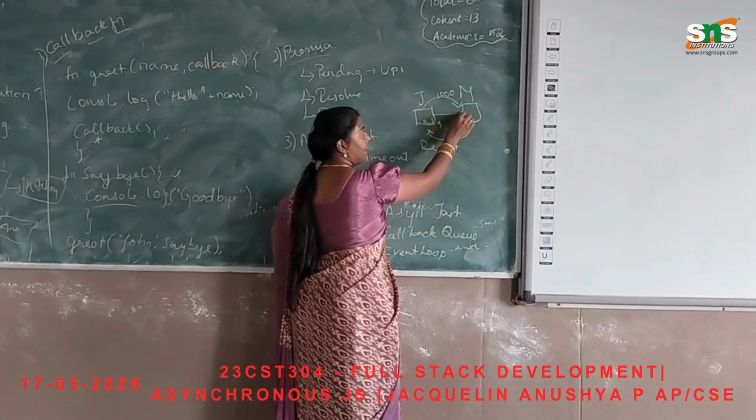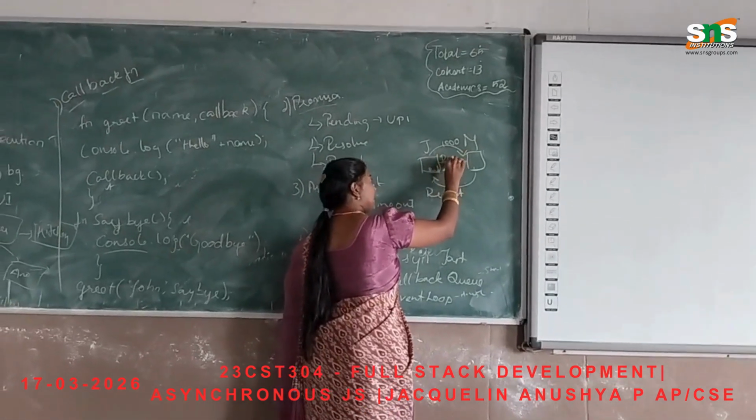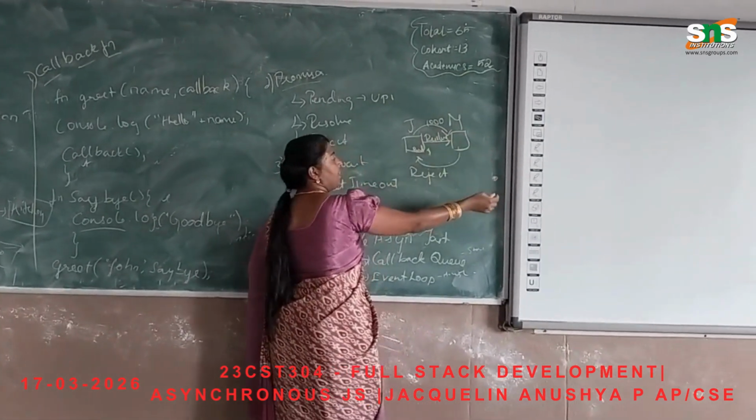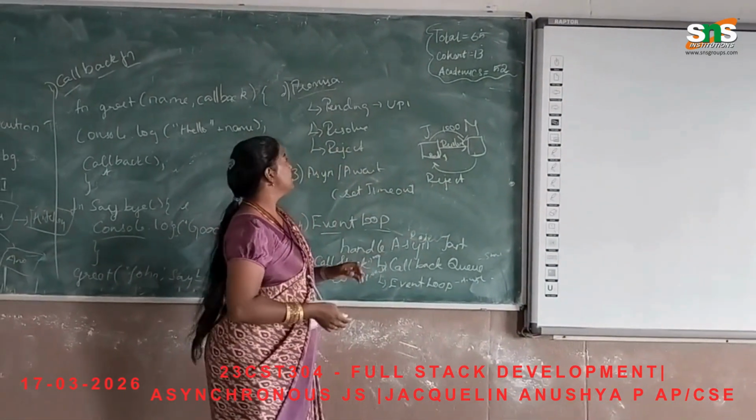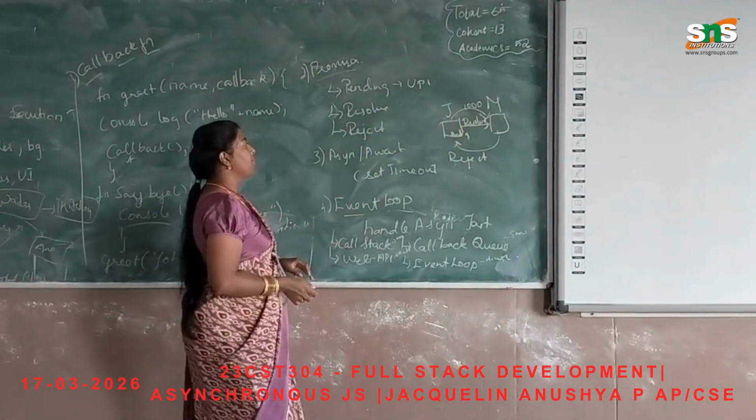If after retrying, the amount is sent, we can say it is resolved. He has received it and it has resolved. So these are the three promise states that asynchronous JavaScript follows.